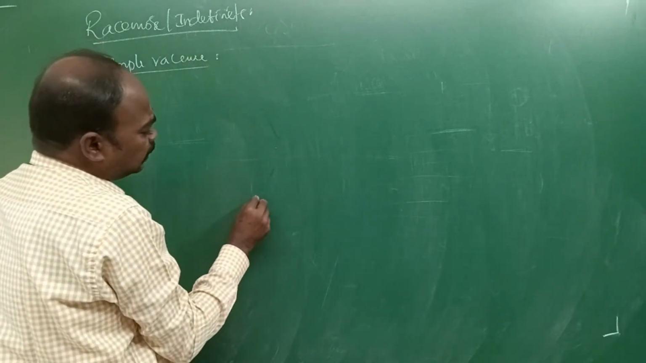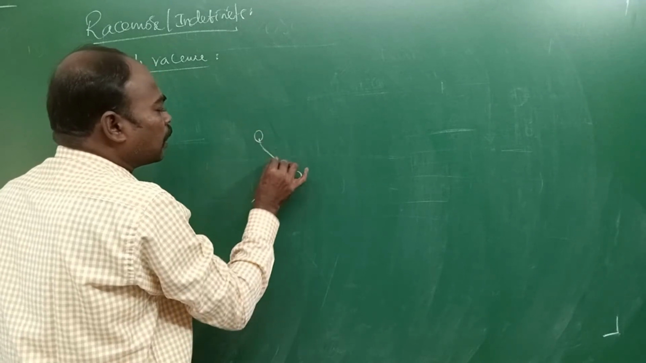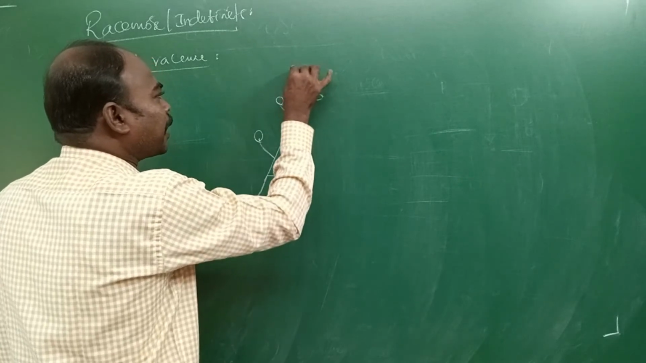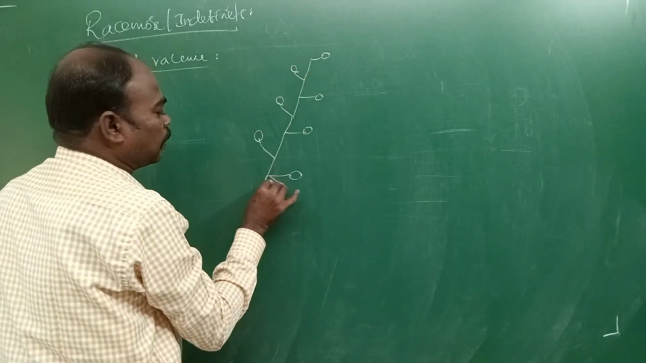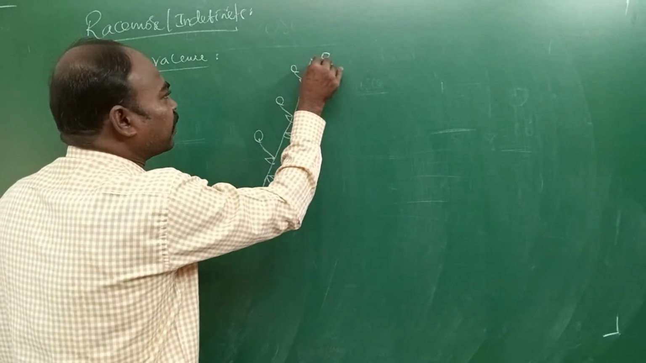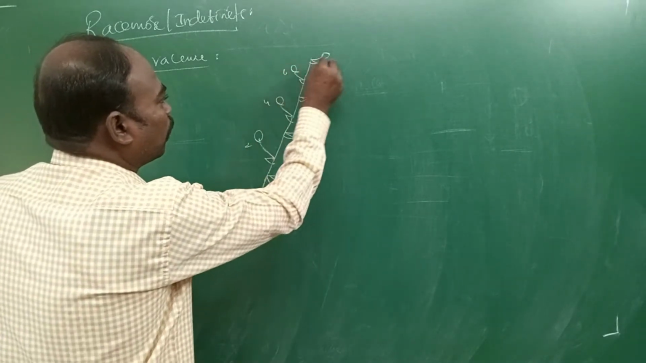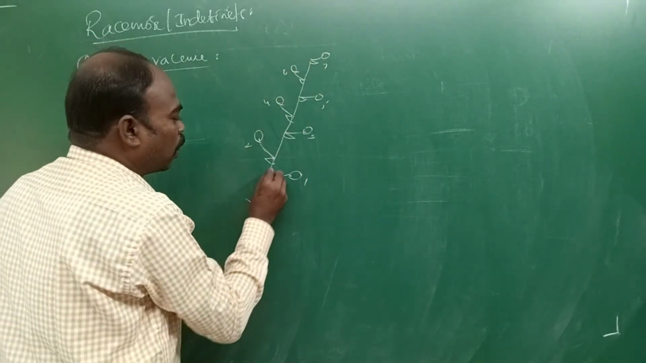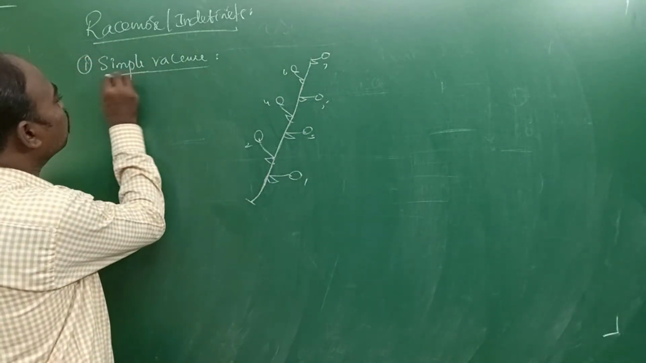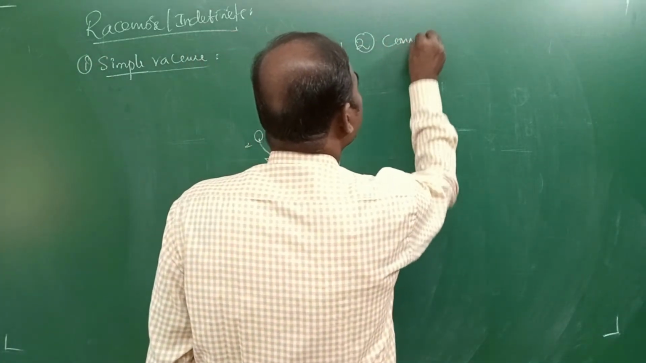Here, the inflorescence axis goes continuously by producing flowers from base to apex in an acropetal manner. The bracteate and pedicellate flowers are there, but the peduncle is unbranched. So it is said to be what? Simple raceme. Let us see about compound raceme.